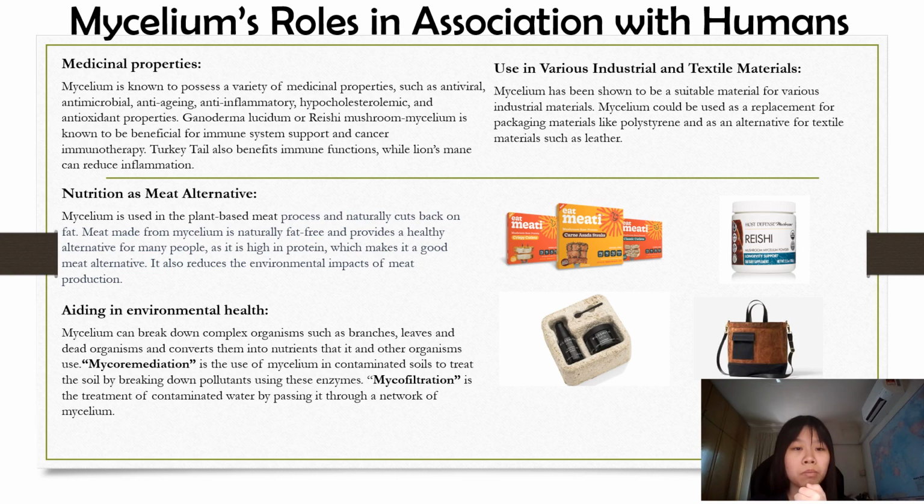The use of mycelium in plant-based meats also aids in reducing the environmental impact of meat production, like greenhouse gas emissions. Other ways that mycelium helps with the environment are through processes like micro-remediation, which is the process of using enzymes secreted by the mycelium to break down pollutants in contaminated soil. Another is microfiltration, which is the use of mycelium as a filter to filter out pollutants in contaminated water.